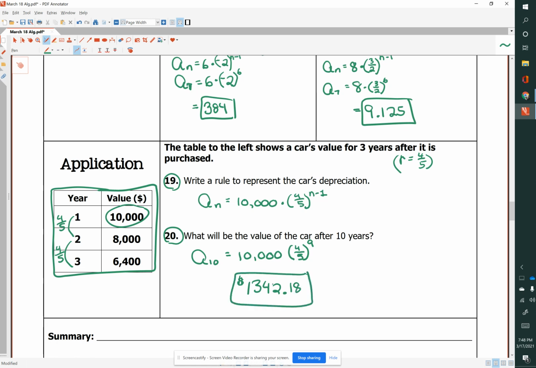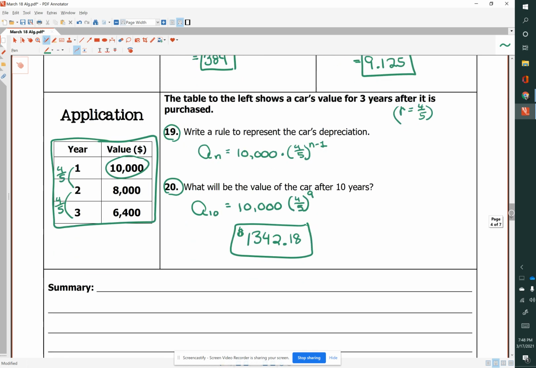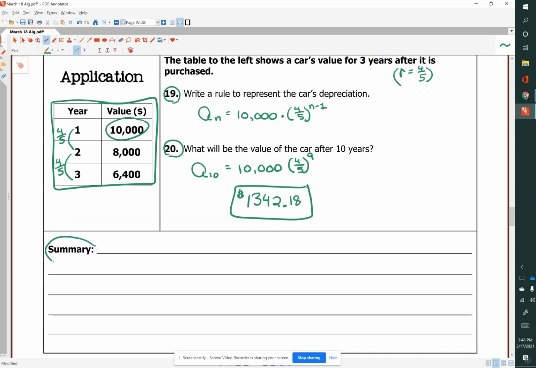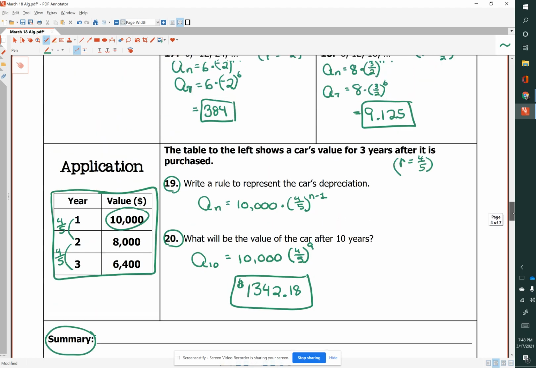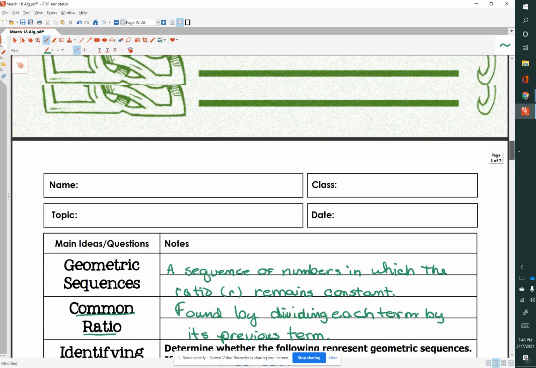So let's just see if that car value is reasonable. That's the value after 10 years. The first year it was worth 10,000, then 8,000, then 6,400. So this certainly does seem reasonable. I would like you to take a minute and summarize what you've learned here, write a sentence or two. And I also would like us to go back to our exit ticket.